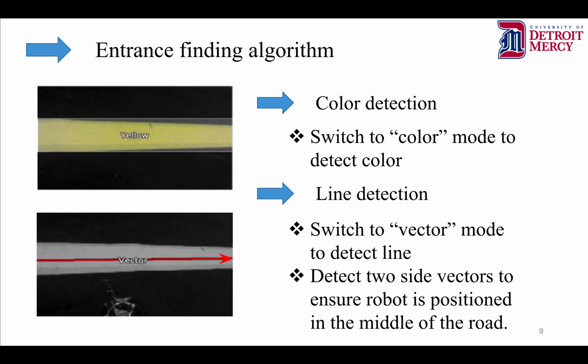First, let's see the entrance finding algorithm. On the left-hand side, there are two kinds of modes. The first picture is the color detection, and the second picture is the vector detection. For color detection, we switch to the color mode to detect color, and for line detection, we switch to the vector mode to detect lines. For line detection, we also have to detect the two side vectors to ensure our robot is positioned in the middle of this road.